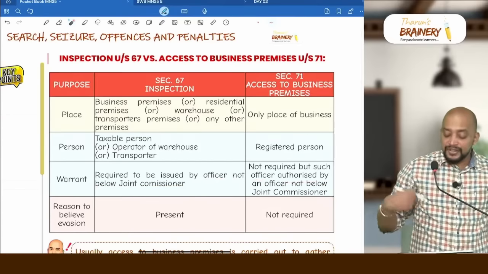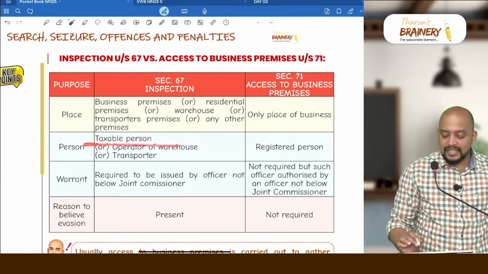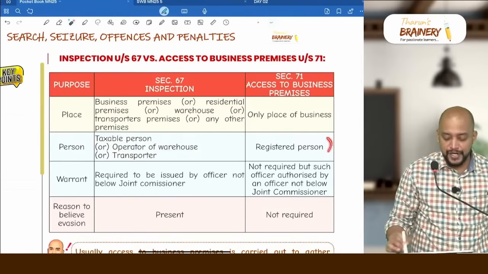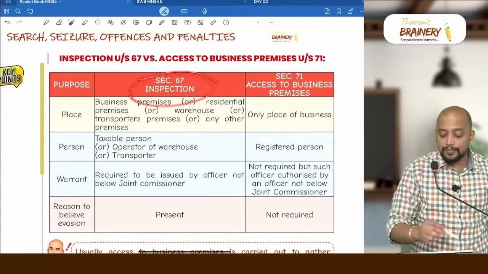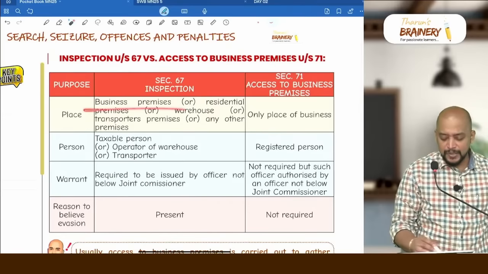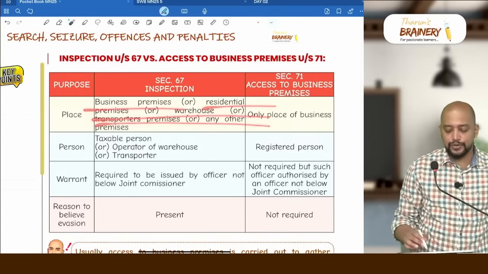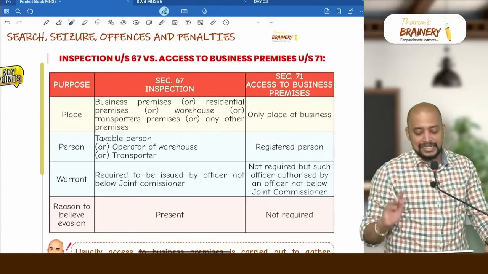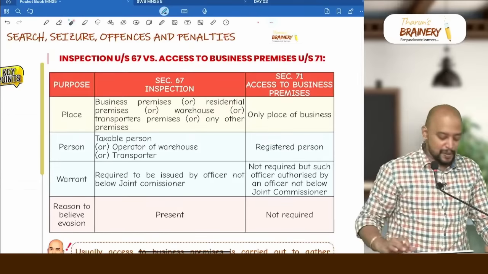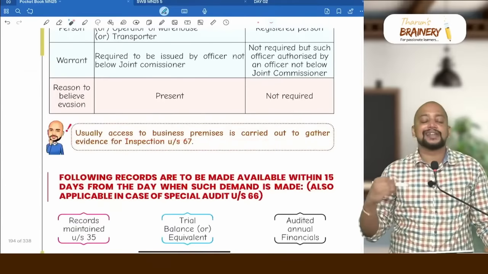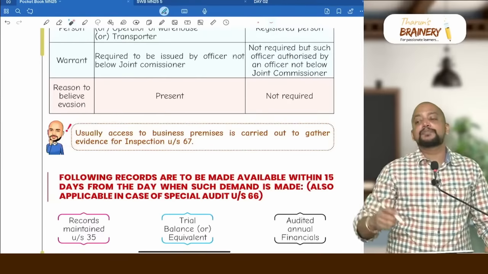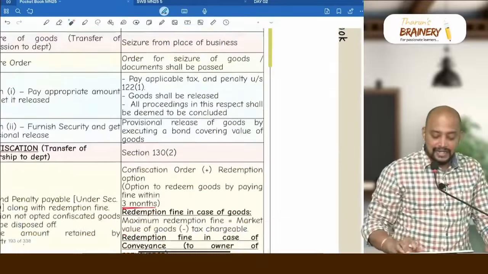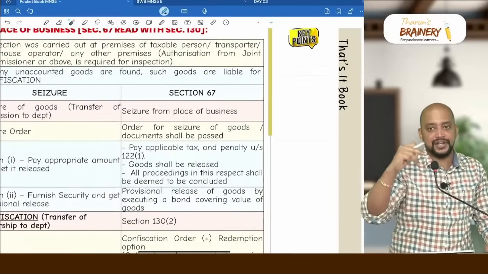And next, which person they can do inspection on: here taxable person or operator of a warehouse or transporter, but here only registered person. And what premises they can do inspection: business premises, residential premises, warehouse, transporter premises, or any other premises, whereas here only place of business, no other premises can be done for access to business premises. Usually access to business premises is carried out to gather evidence for inspection under section 67. That's how these two sections are connected. Again 67 is connected with 130 because of the confiscation after seizure.